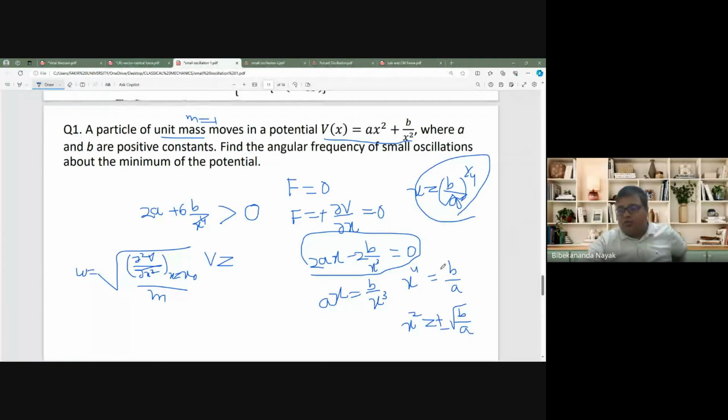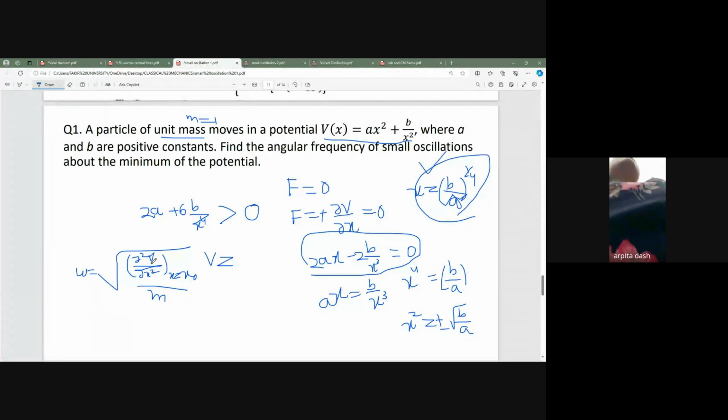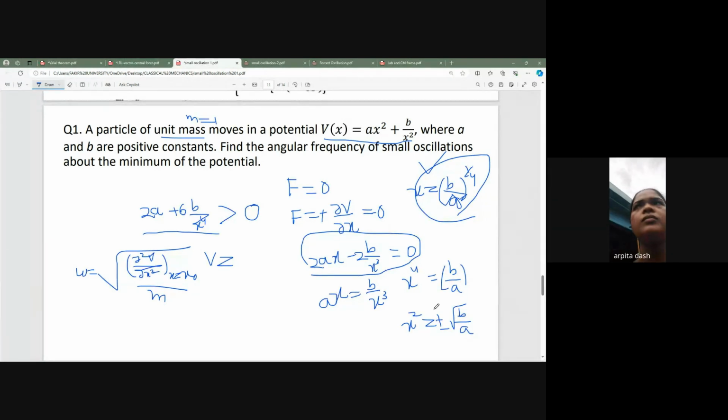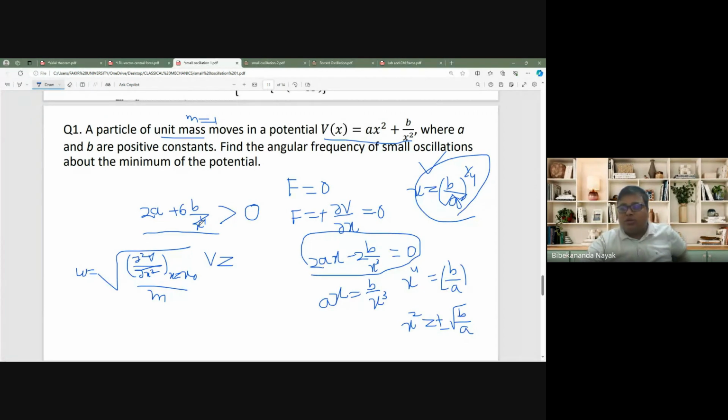x equal to x0 is V by a to the power 1 by 4. So del squared V by del x squared is this one. Put x equal to x0. Then V by a, the exponential of V by a. If you put V by a here, how much will it be? V cancels, 2a plus 6a, so it's equal to 8a. So omega is equal to root over 8a. M is equal to 1, so omega is equal to root over 8a.